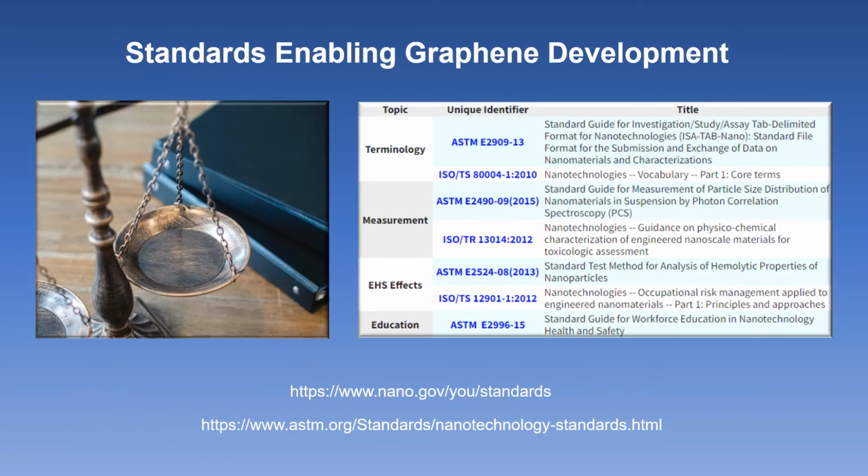Now, like any technology, there need to be standards to commonize how things work and level the playing ground, give us common terminology, and tell us how to measure and characterize things. Especially with a new technology, we have to worry about environmental health and safety effects. You see some standards there. And finally, to educate the public on what nanotechnology is all about, put it all together, you see quite a number of standards here that are enabling graphene development.